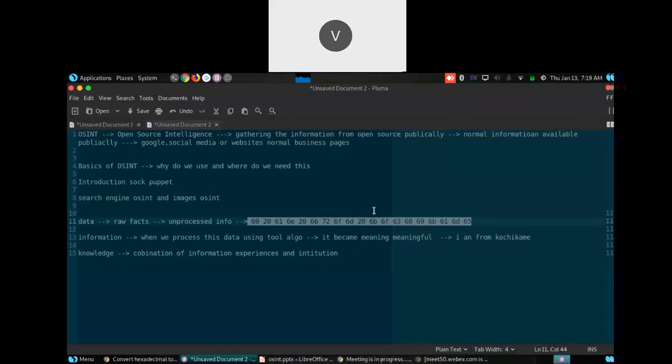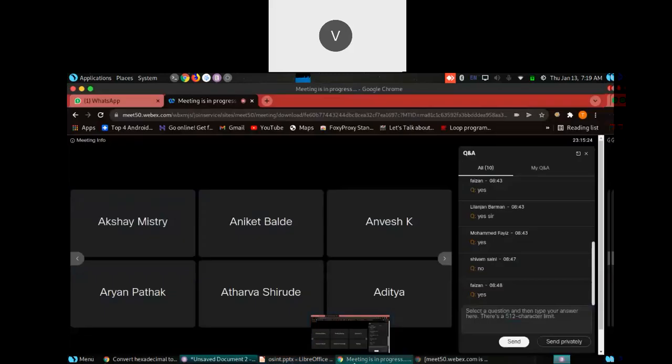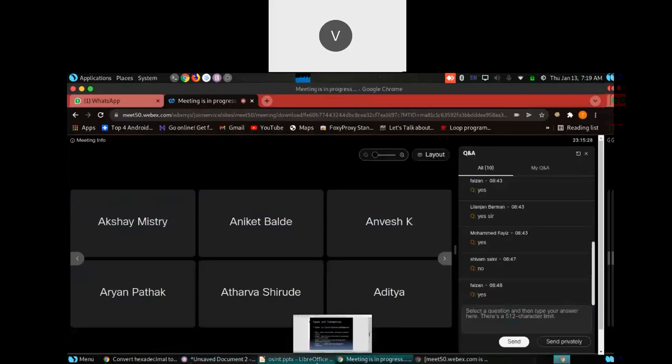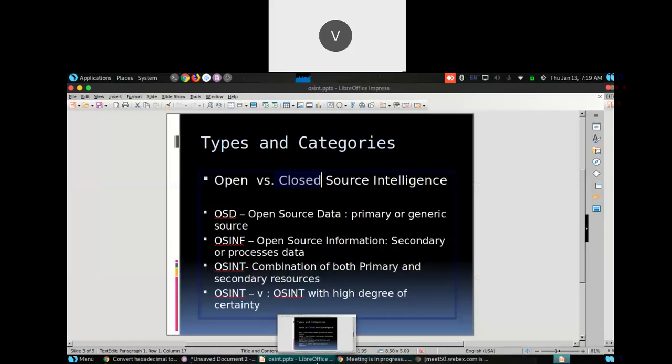If you give me a base 64 encryption, I can tell this is from base 64 or base 62 or SHA-512. This comes from experience, so this became my knowledge. So these are the three things: data, information, and knowledge. Do you guys understand this? I hope you have understood. Yes, sir. Okay, I'm moving ahead.